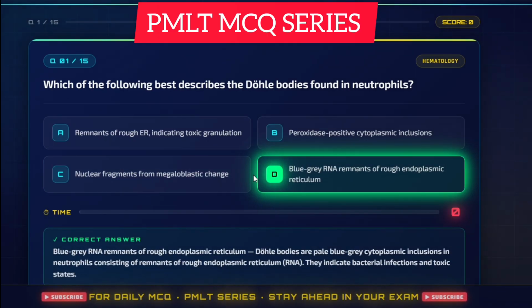The correct answer is D. Döhle bodies are pale blue-gray cytoplasmic inclusions in neutrophils consisting of remnants of rough endoplasmic reticulum, RNA. They indicate bacterial infections and toxic states.